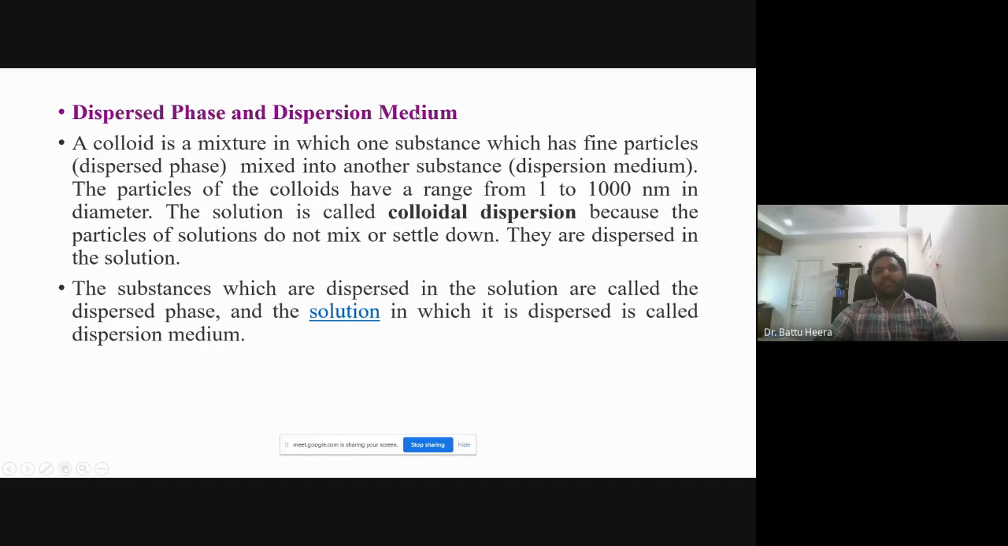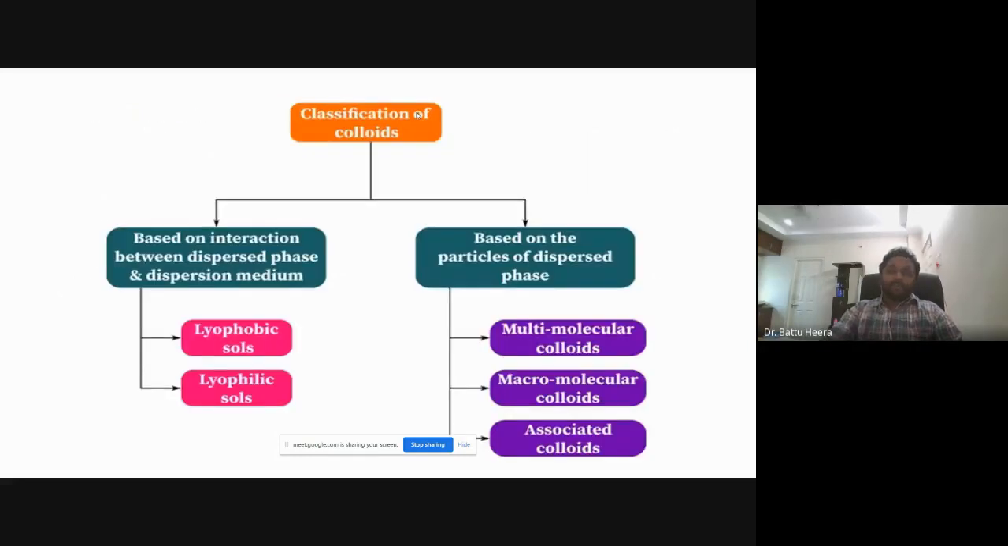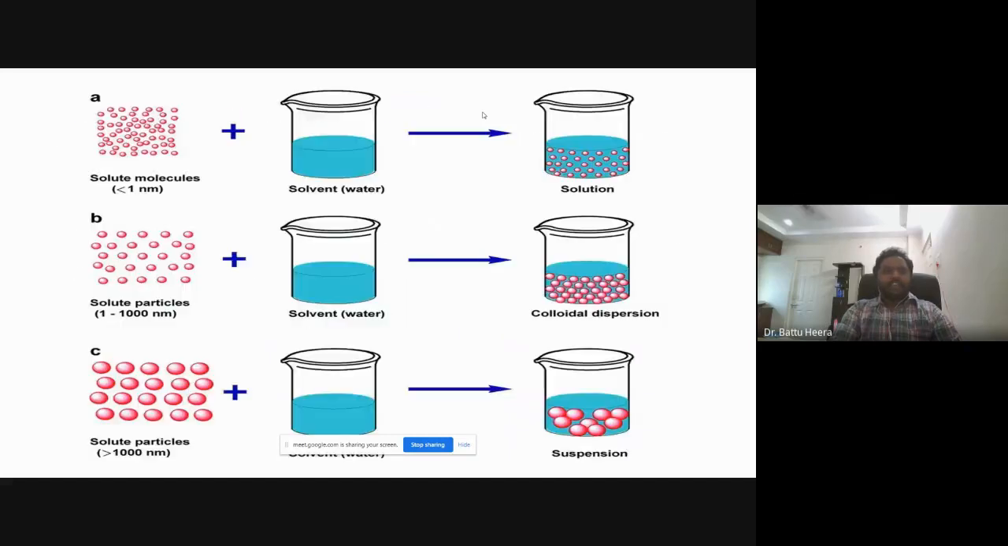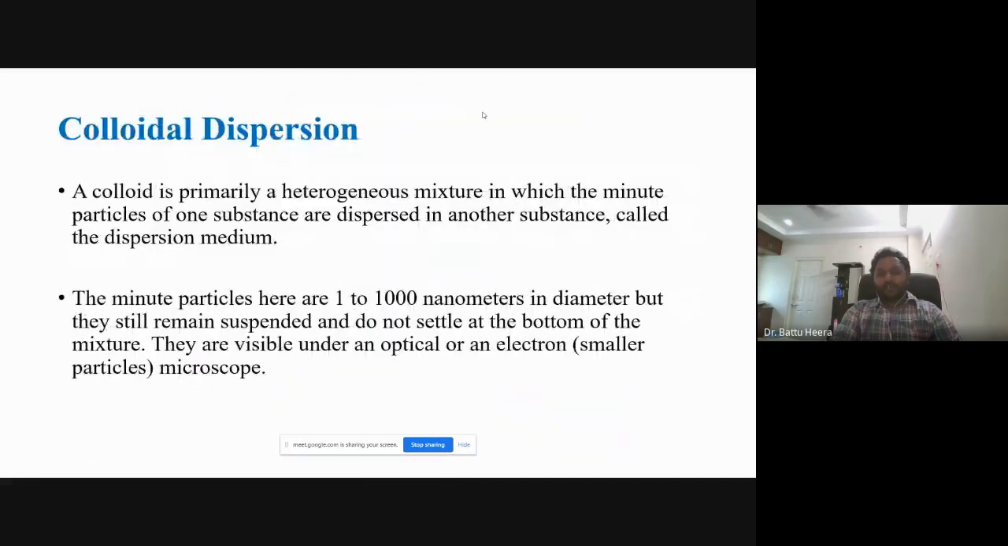What is the dispersion medium? Where the substance is dissolved is called the dispersion medium, and the substance which is involved for dissolving is called the dispersed phase. So this is the concept of dispersed phase and dispersion medium. Okay, now this is very important. So these are some of the intro regarding solutions, colloids and suspensions.